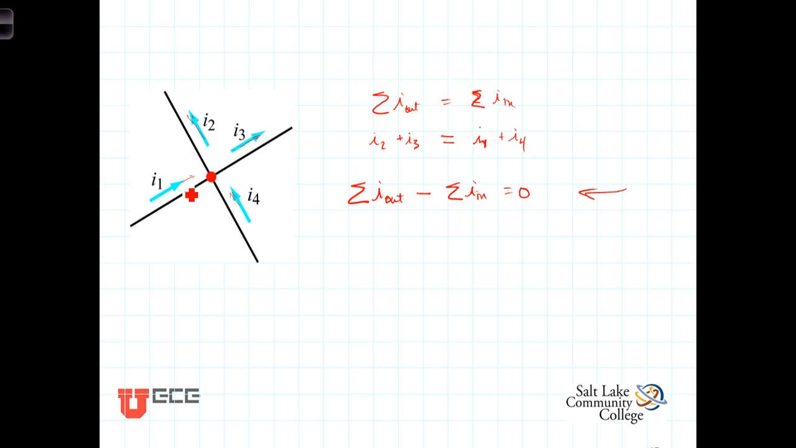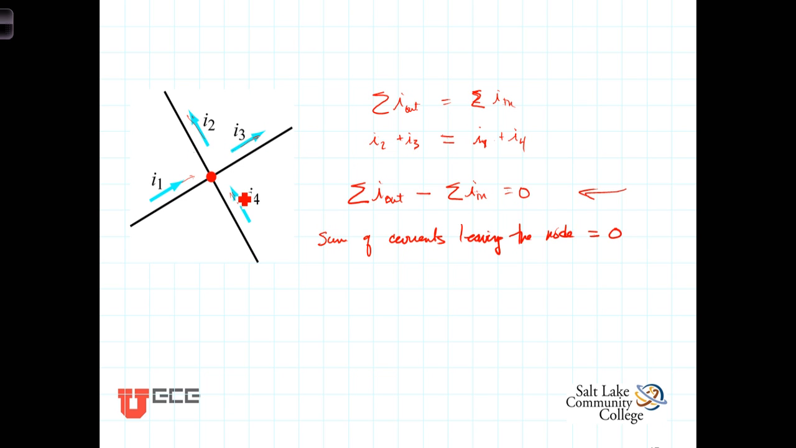Let's write that. That's typically how it's stated. The sum of currents leaving the node must equal 0. And as we've already pointed out, that implies that some of them are going to have to be negative, and our convention is that the currents leaving the node will be positive, the currents entering the node will be negative.